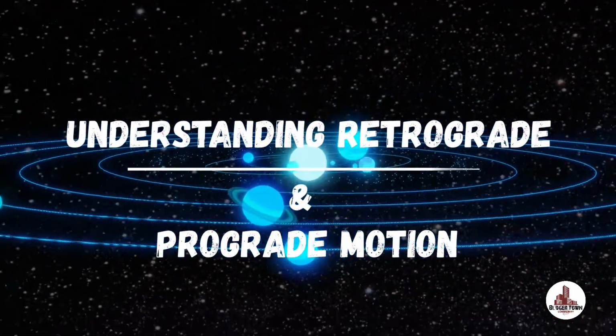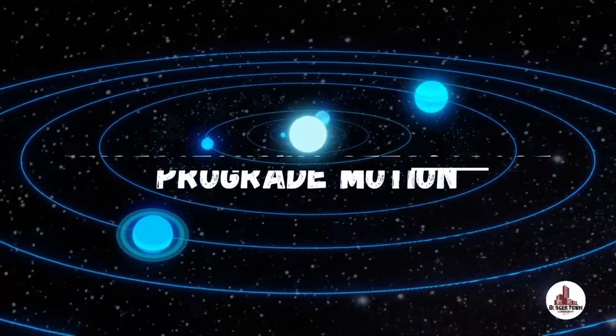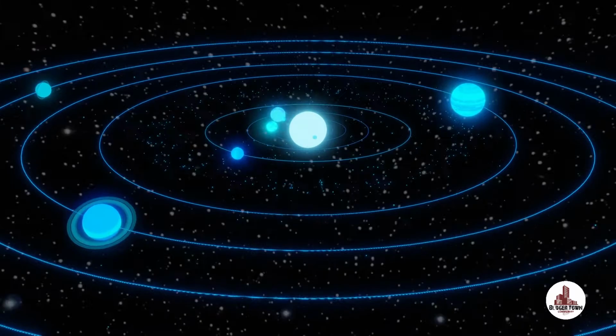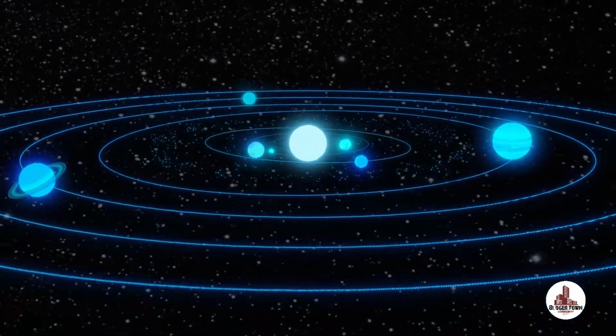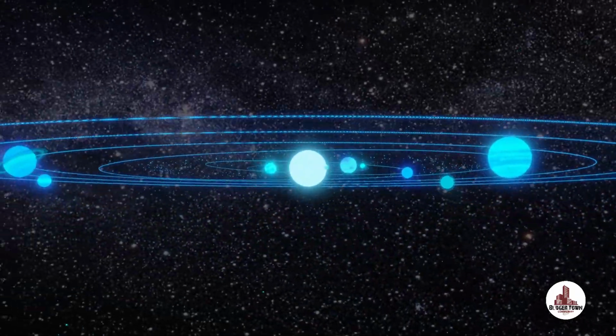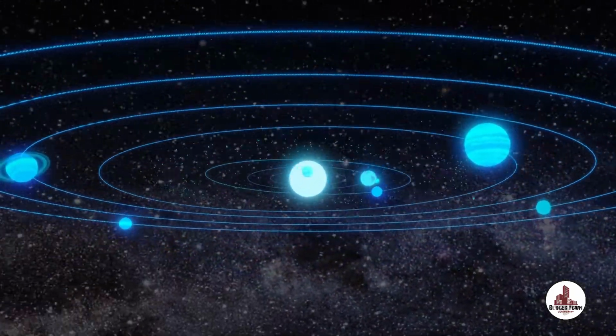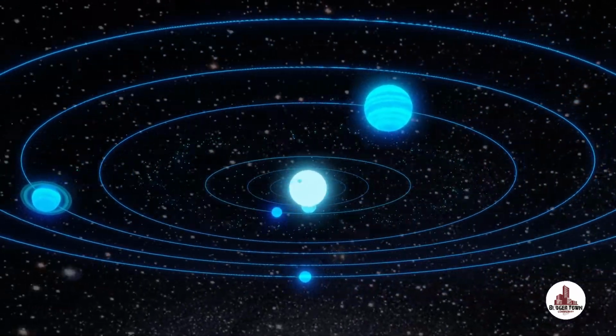Understanding retrograde and prograde motion. The retrograde movement in astronomy is the orbital or rotational movement of an object in the direction opposite to the rotation of its primary, that is, the central object. It might likewise describe other movements, for example, nutation or precession of an object's rotational axis.